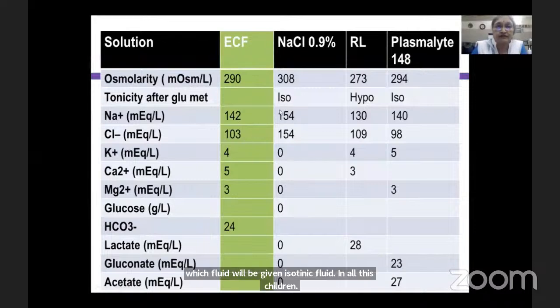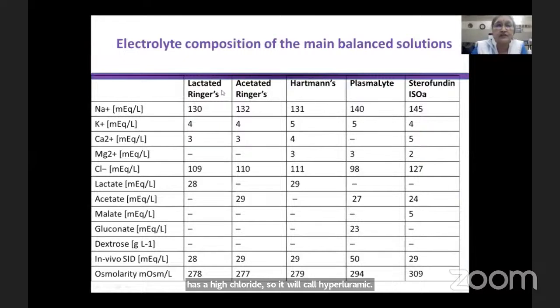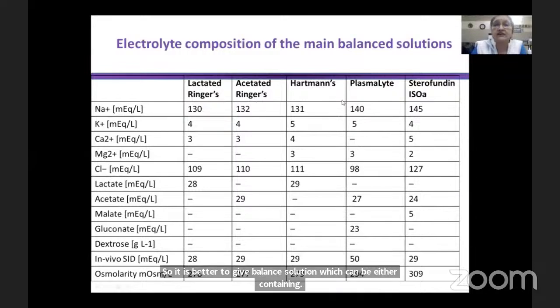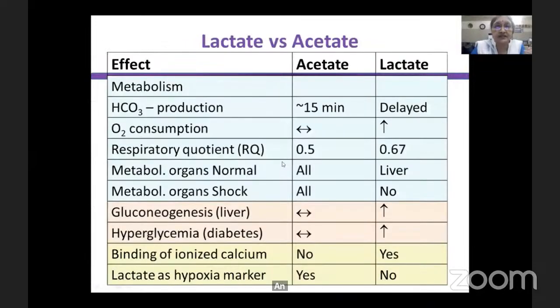For example, as isotonic fluid, you can give sodium chloride, but it has a high chloride, so it will cause hypochloremic acidosis. So it is better to give a balanced salt solution, which can contain lactate, like lactated Ringer's, or acetated Ringer's, or Plasma-Lyte, which contains gluconate and acetate, and Sterofundin, which again gives acetate.